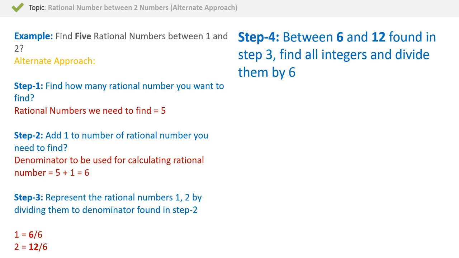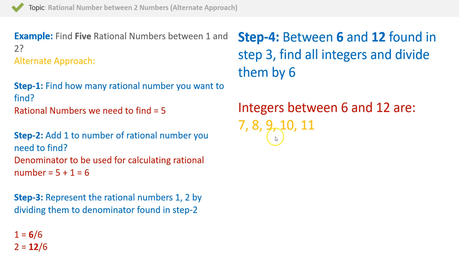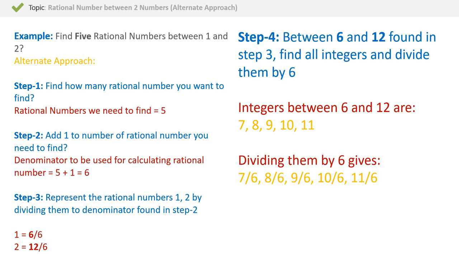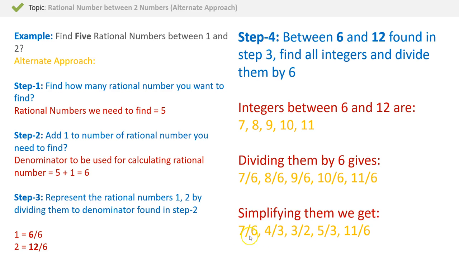Now, since you know the two numbers 6 and 12, which when divided by 6 give you 1 and 2, now try to find numbers between 6 and 12. The integers between 6 and 12 are 7, 8, 9, 10 and 11. Now if we divide them by 6, we get 7 by 6, 8 by 6, 9 by 6, 10 by 6 and 11 by 6. If you further simplify this, what you get is 7 by 6, 4 by 3, 3 by 2, 5 by 3 and 11 by 6. That is how you find 5 rational numbers between two numbers using the alternative approach.